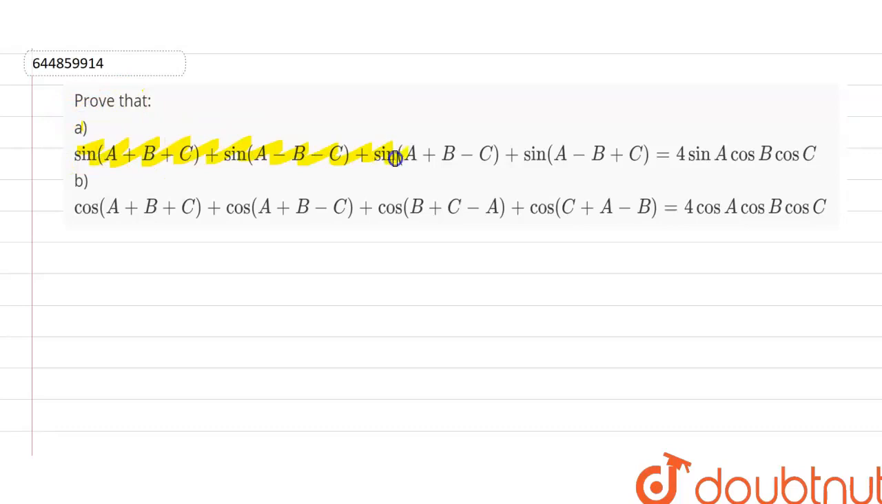Okay, so the given question here is: prove that sin(A+B+C) + sin(A-B-C) + sin(A+B-C) + sin(A-B+C) equals 4 sin A cos B cos C. This is what we have to prove.